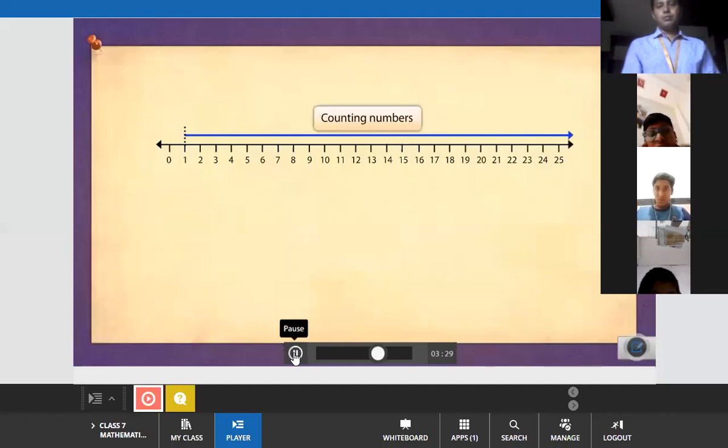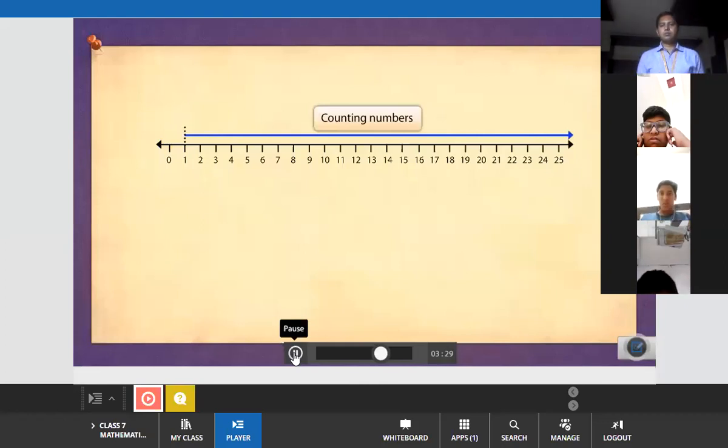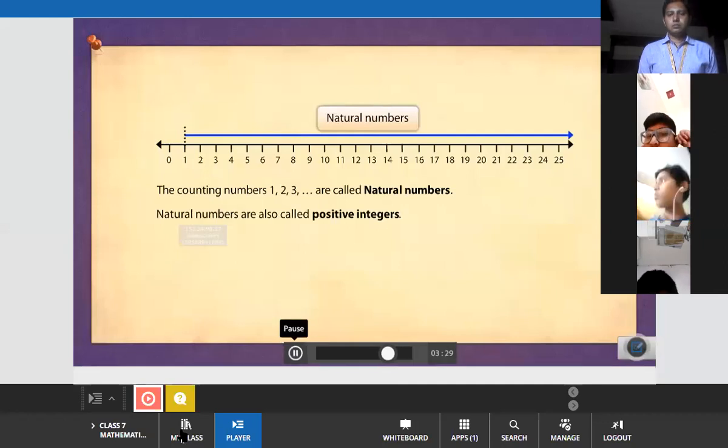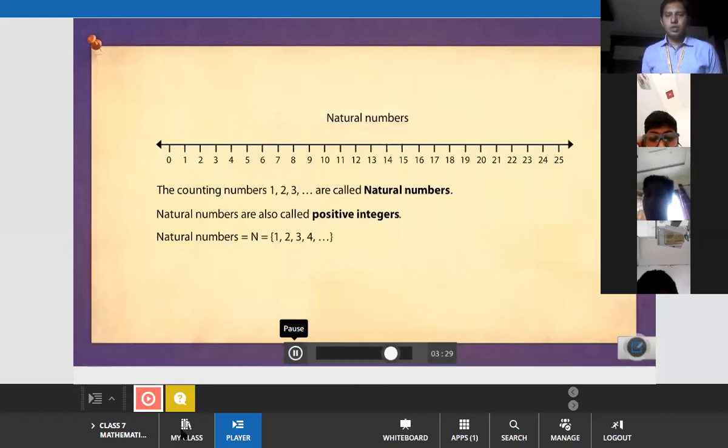So all numbers 1 onwards are called counting numbers. And these counting numbers are called natural numbers. They are also known as positive integers. Natural numbers are denoted like this. So the representation of natural number is N.